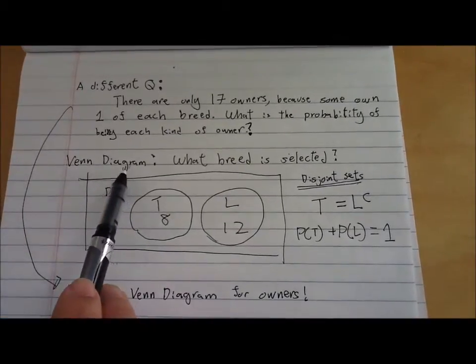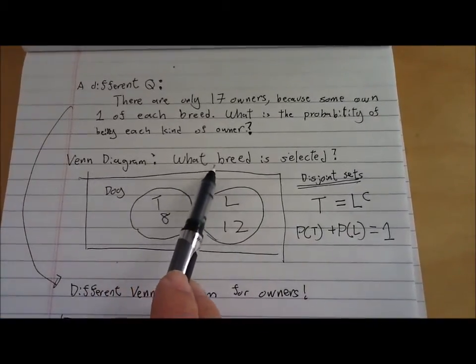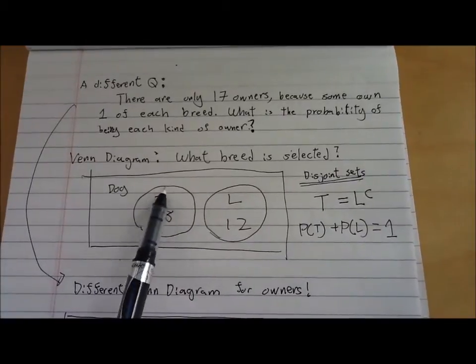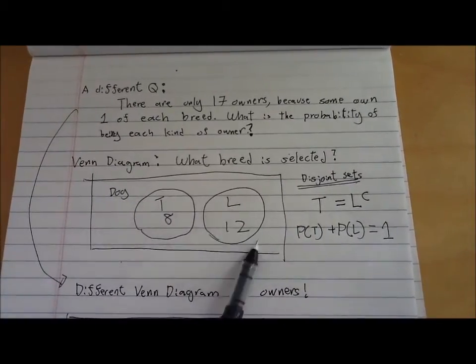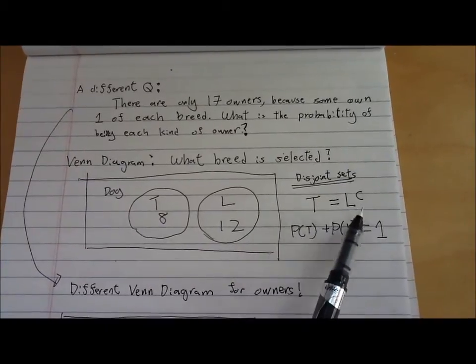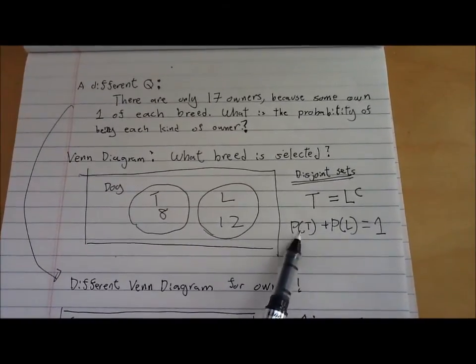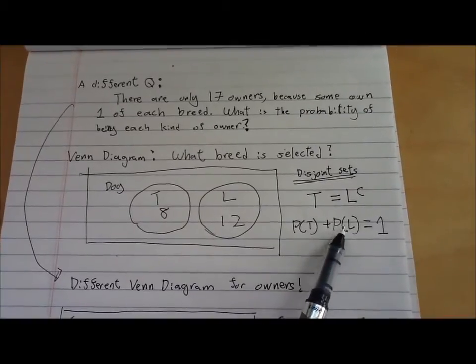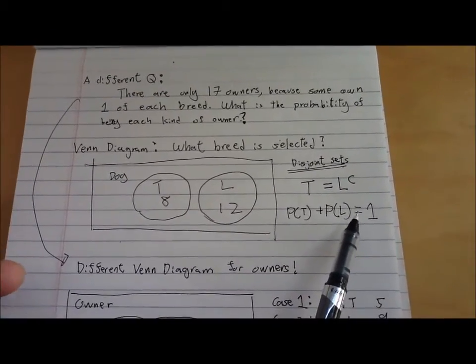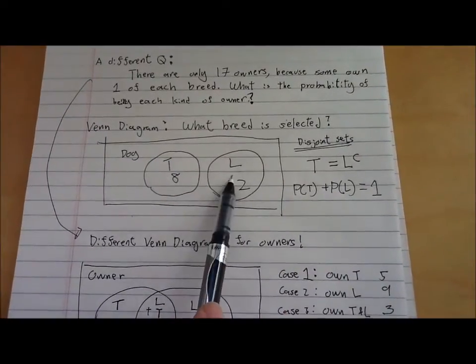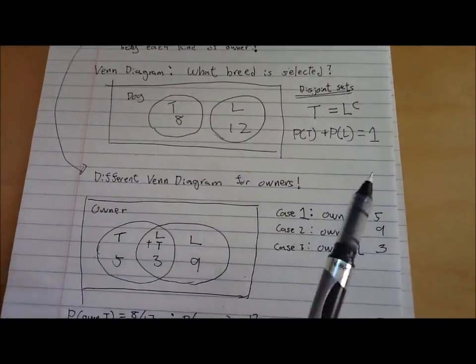Before, the Venn diagram was a simple one. You ask the question, what breed is selected? Then all you have to do is draw the 2 disjoint sets of terrier and Labrador, and you know that they are complements of each other, meaning that the probability of T plus the probability of L is equal to 1 because there are only 2 possibilities here. So these probabilities have to add up to 1.